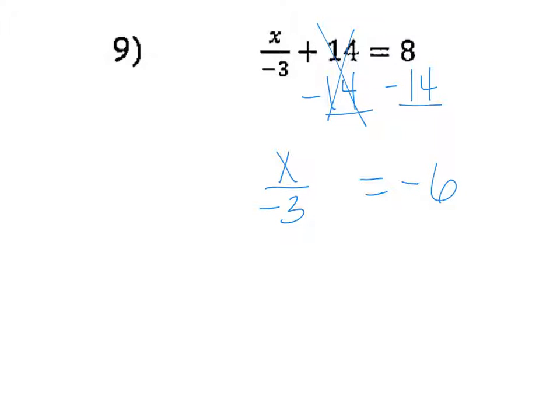It's x divided by negative 3. So to get rid of something that's divided, do the inverse operation, multiply, right? Multiply by negative 3. Yes, you are right. Just the negative 3. Don't include the x. My negative 3's cancel. X equals negative 6 times negative 3, positive 18.